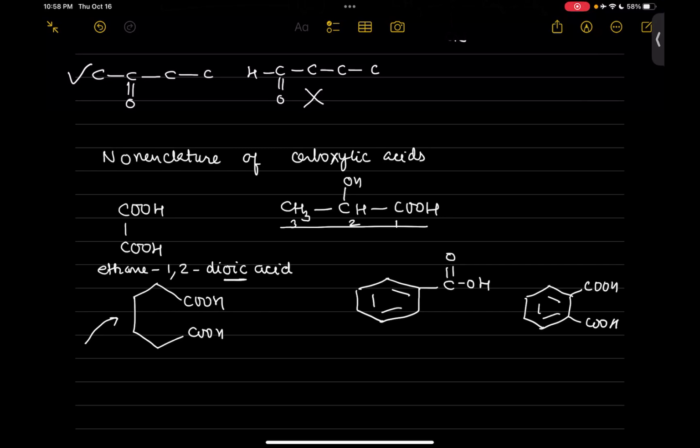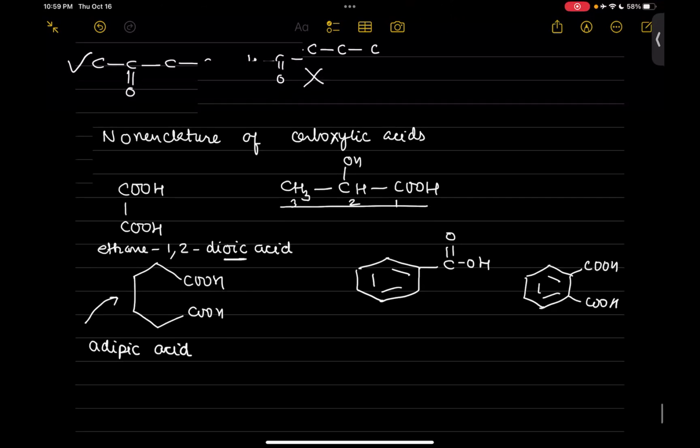The common name is adipic acid. It is a dicarboxylic acid, just like the oxalic acid. Oxalic acid had no CH2 in the middle of the two COOH groups, just two COOH groups directly attached to each other. In an adipic acid, you have four CH2 in the middle and two carboxylic acids in the beginning and the end. So total 6. So hexane 1,6-dioic acid. Is it clear or not?